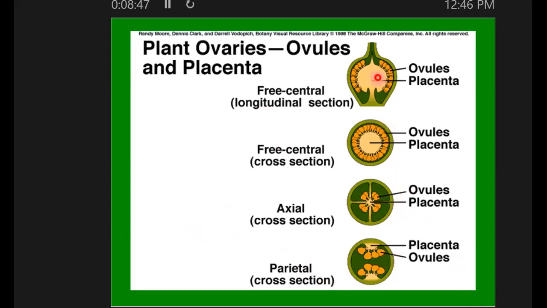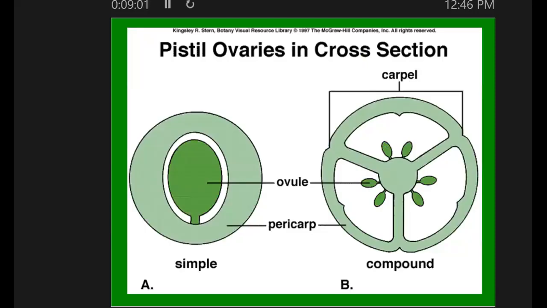And you can see they use the same word that they do with human reproduction, the placenta, for how the ovules are attached to the placenta tissue. And so that's kind of interesting. Here again, just showing different designs.